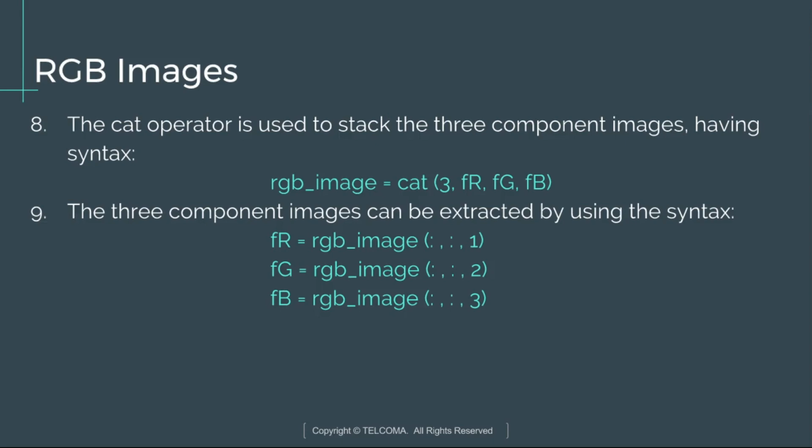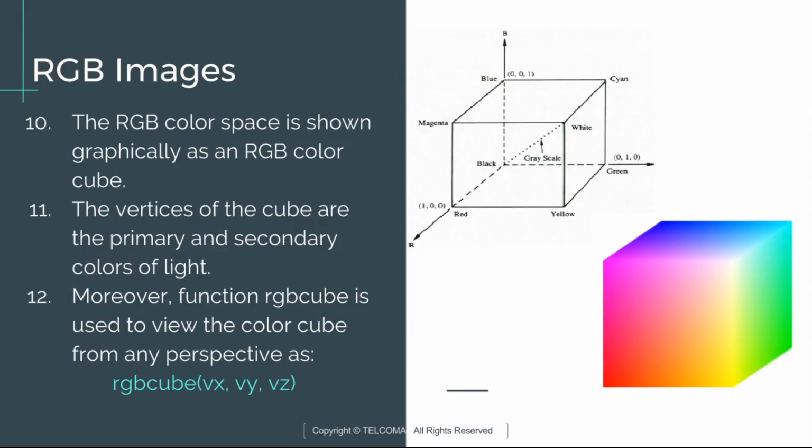The RGB color space usually is shown graphically as an RGB color cube as depicted in this figure. The vertices of the cube are the primary, that is red, green and blue colors, and secondary, that is cyan, magenta and yellow colors of light.